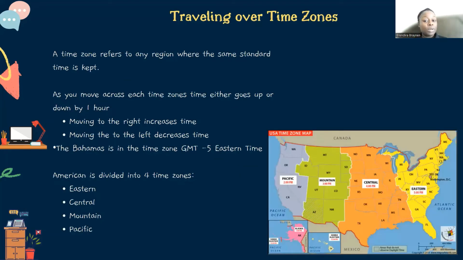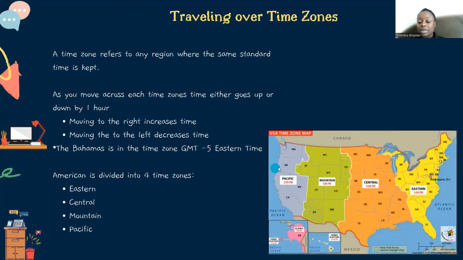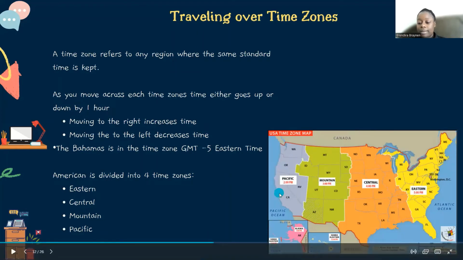We talked briefly about traveling over time zones. And so I just want to remind you that a time zone is a region where the same standard of time is kept. This is an example of a time zone map in the US. When you're traveling from Florida to California, you're actually traveling over 1, 2, 3 time zones. So when it's 5 o'clock in Florida, it's actually 2 p.m.